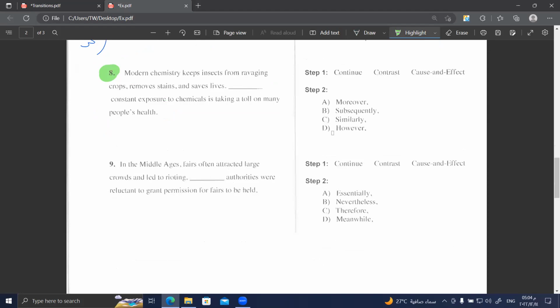Modern chemistry keeps insects from ravaging crops. You choose now.